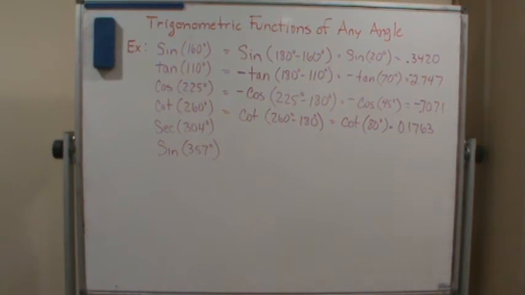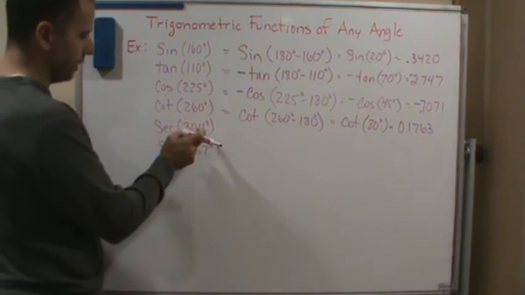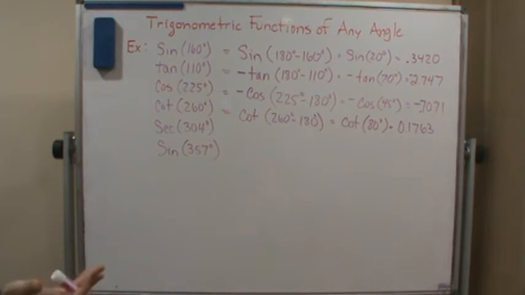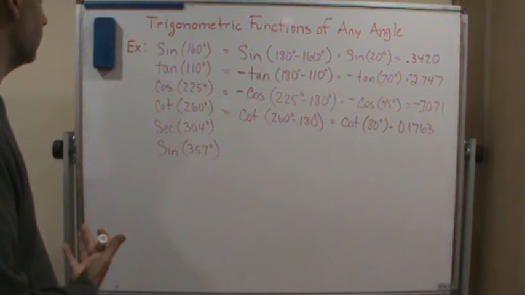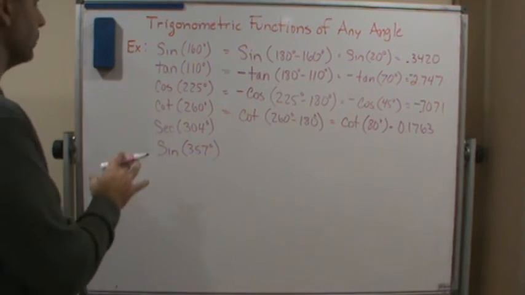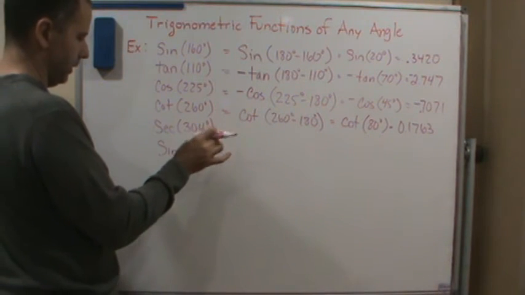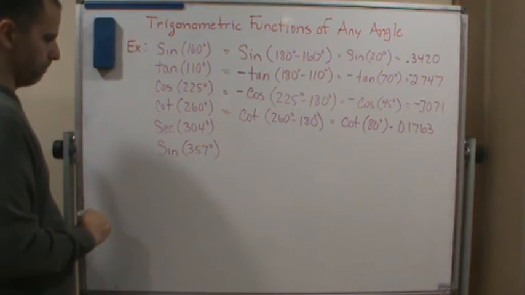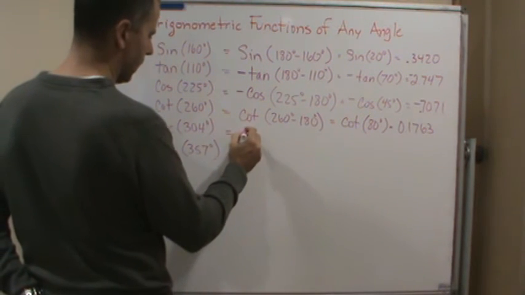Now secant is 1 over cosine. So cosine, again, this is now in the fourth quadrant. Cosine in the fourth quadrant is negative, so secant is also negative. Or hold on, wait a minute. Oh, I'm sorry, no. Cosine is positive in the fourth quadrant. So is secant.